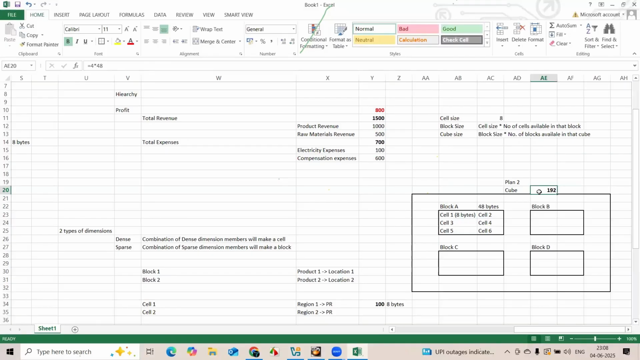So this is simple math. For one cell, this is how much size it takes. For 6 cells, 6 8s are 48. So I have a block with 6 apartments, and the area I have dedicated for that block is 48 bytes. And your total area is 192 bytes. So this is how the sizes will be calculated and the data will be stored.